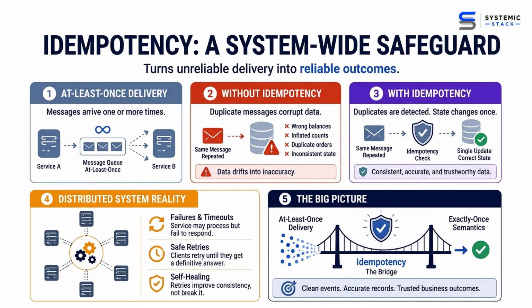This is why financial systems are so obsessed with this pattern. It ensures that even if a message is replayed 10 times during a recovery process, the final state of the database remains perfectly accurate. When you're in an interview, you can frame idempotency as the bridge between at-least-once delivery and exactly-once semantics. It's the mechanism that turns a messy, repetitive stream of events into a clean, reliable record of truth for the entire business, which is a major signal of seniority.